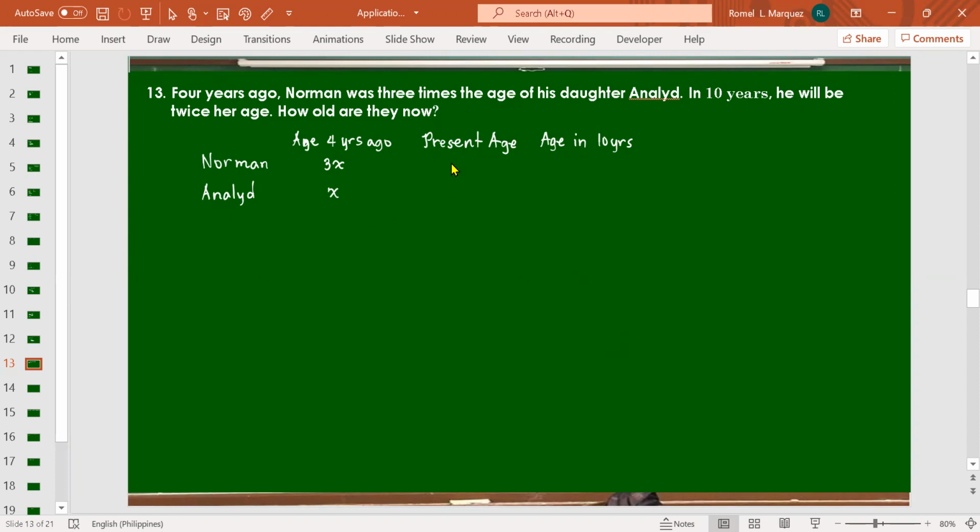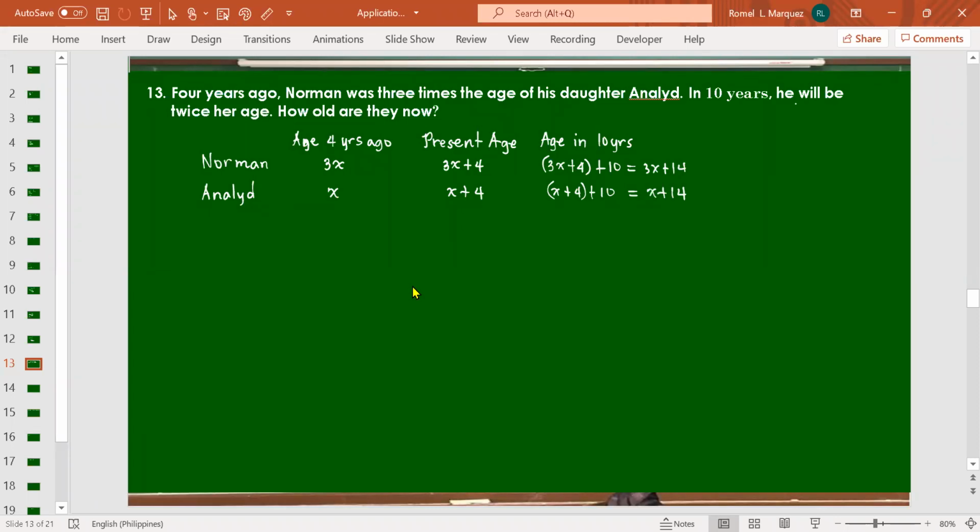So present, what is the present age? If Norman was 3x 4 years ago, how old is he now? 3x plus 4. What about Annalyn? x plus 4. Is that correct? In 10 years, Norman will be 3x plus 4 plus 10, or 3x plus 14. Annalyn will be x plus 4 plus 10, or x plus 14 in the future.